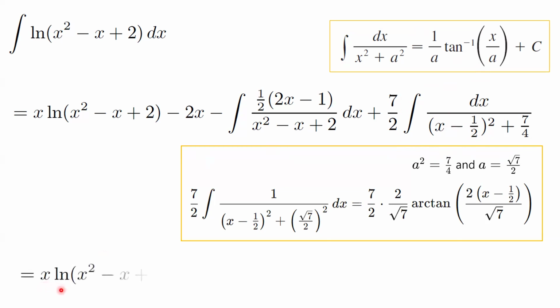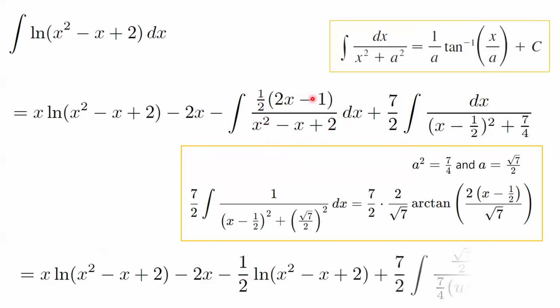So far we have x ln of x squared minus x plus 2 minus 2x minus a half. And the integral here becomes ln of x squared minus x plus 2. Why is that? Because if you take this as your u, then this is du. And the second integral, if you take u to be x minus a half, becomes square root of 7 divided by 2 du divided by 7 over 4 u squared plus 1.